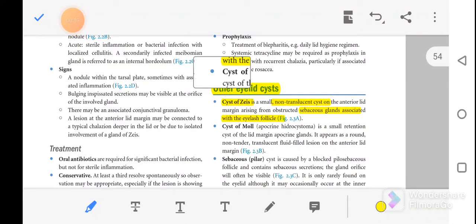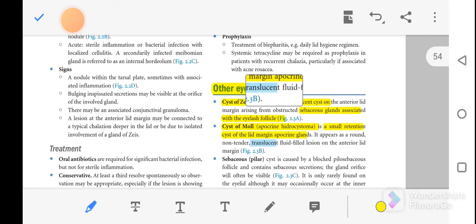Now, cyst of Moll. We know that the gland of Moll is a modified apocrine sweat gland. So, cyst of Moll or apocrine hydrocystoma is a small retention cyst of the lid margin apocrine gland. It is a cyst of the sweat gland. It appears as a round, non-tender, translucent, fluid-filled lesion on the anterior lid margin.